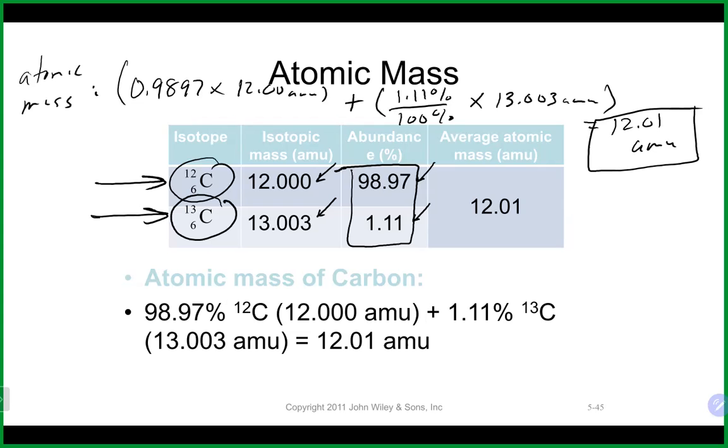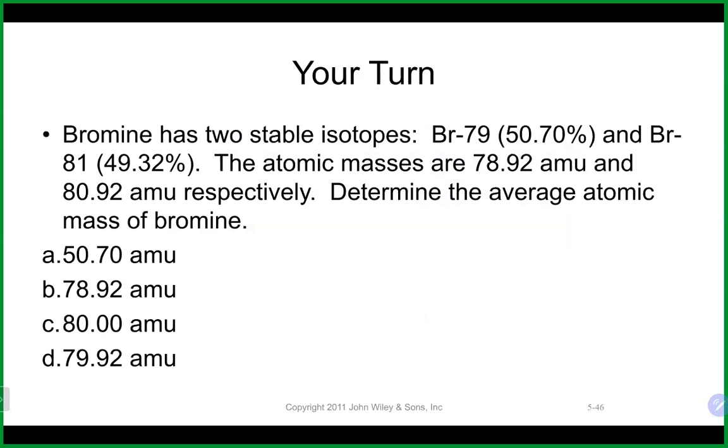All right, so I think there's one for you to try. Let's see. There is. All right, so bromine has 2 stable isotopes, bromine-79, that occurs about 50.70% of the time, and bromine-81, it occurs about 49.32% of the time. The atomic masses of each of those isotopes are 78.92 and 80.92. What is the atomic mass? So take a moment and calculate it, see what you come up with.